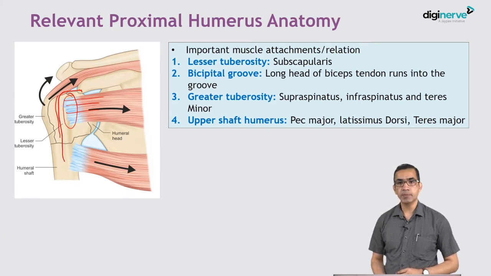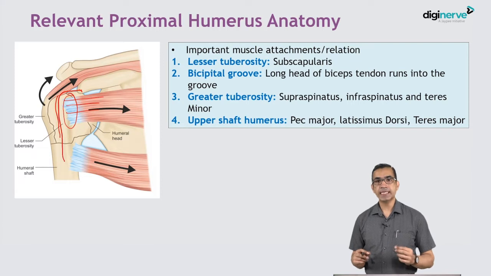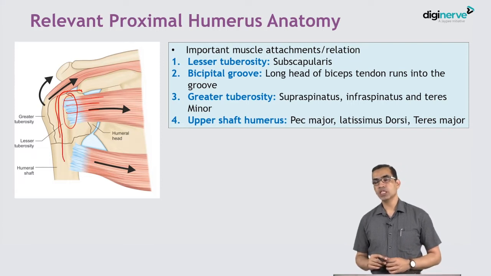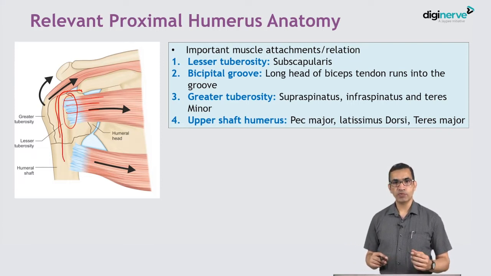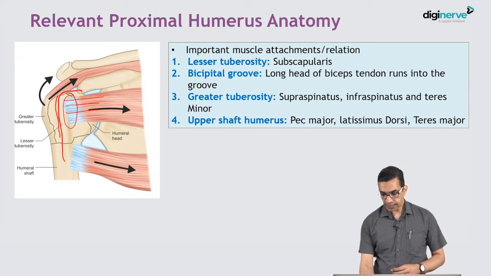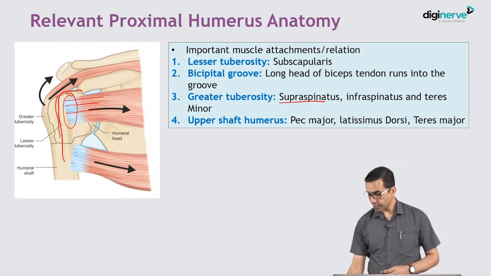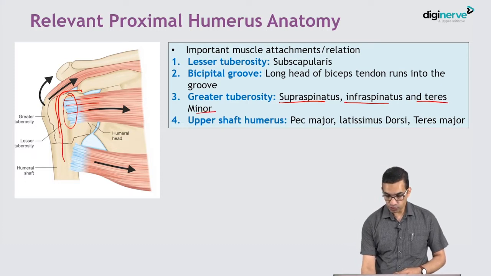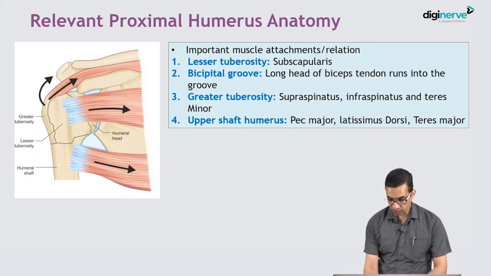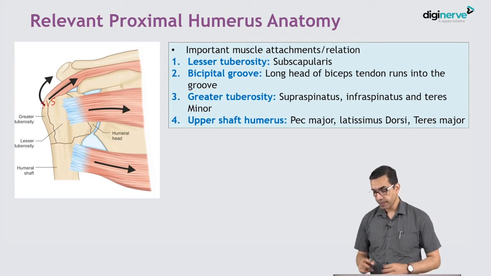We call it the ascending branch of the anterior circumflex humeral artery, which is responsible for supplying part of the head of the humerus. Then comes the greater tuberosity, on which supraspinatus, infraspinatus and teres minor are attached from front to back. So if you see here, this is where the supra will be attached, then infra and teres minor.